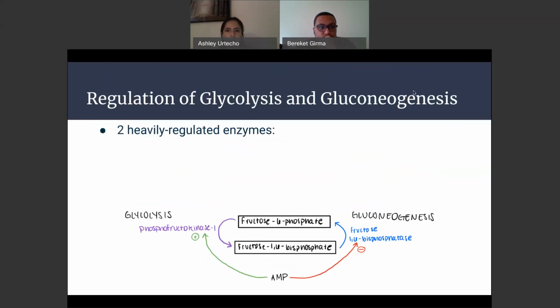Okay. So regulation of glycolysis and gluconeogenesis. There are two heavily regulated enzymes. Like I said before, the first commitment step of glycolysis involves phosphofructokinase 1. And the reciprocal of that for gluconeogenesis is fructose 1,6-bisphosphatase.